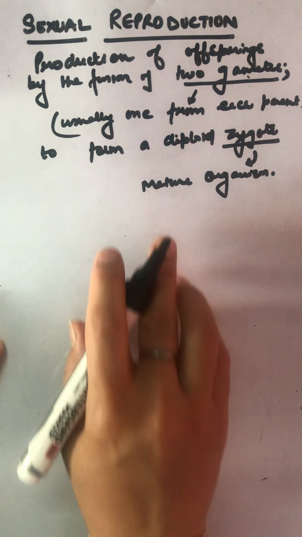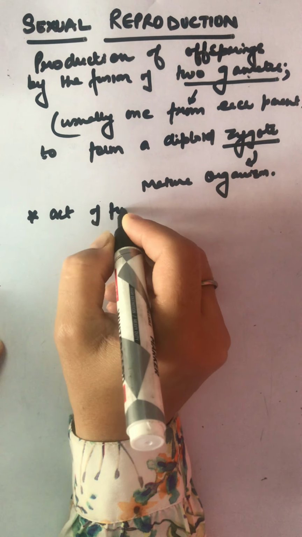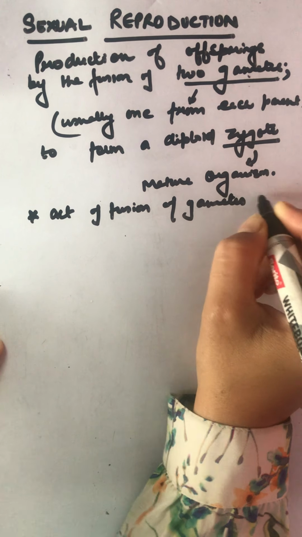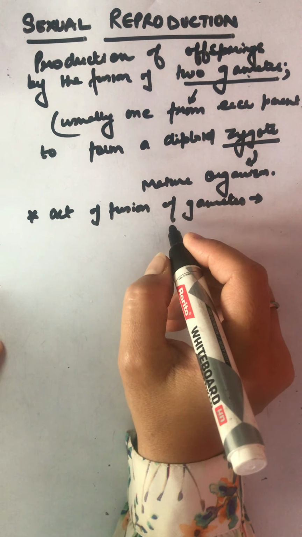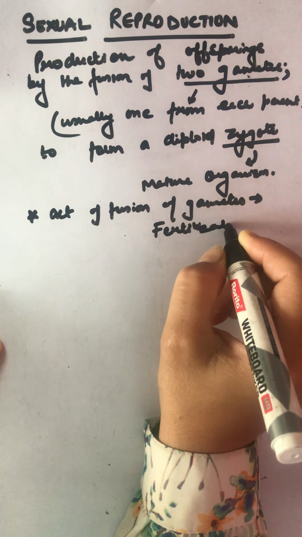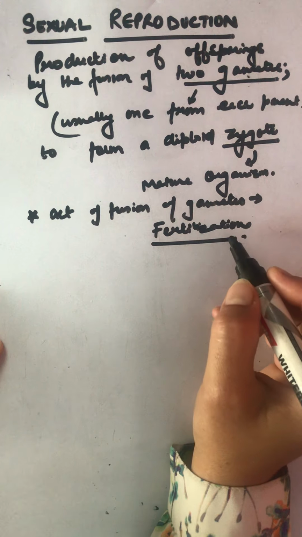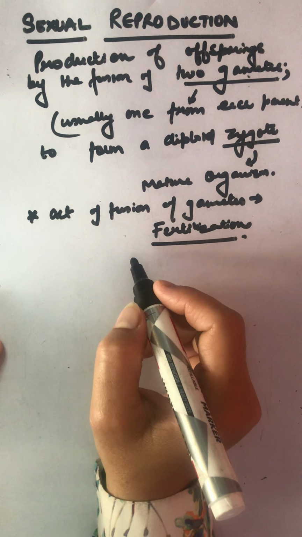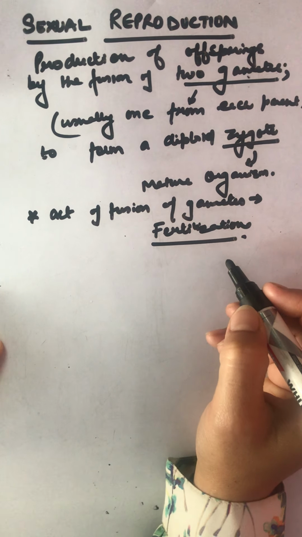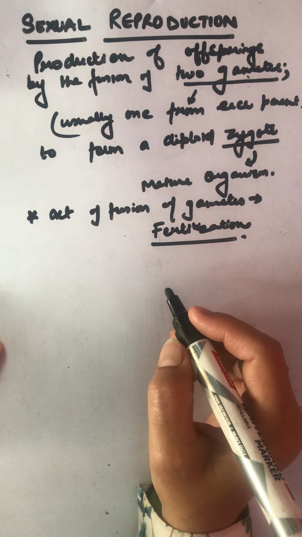Clear? So we can simply say the act of fusion of gametes is known as fertilization. And fusion of two gametes to form a single cell or a zygote is also known as fertilization. So fertilization is a characteristic feature of sexual reproduction.